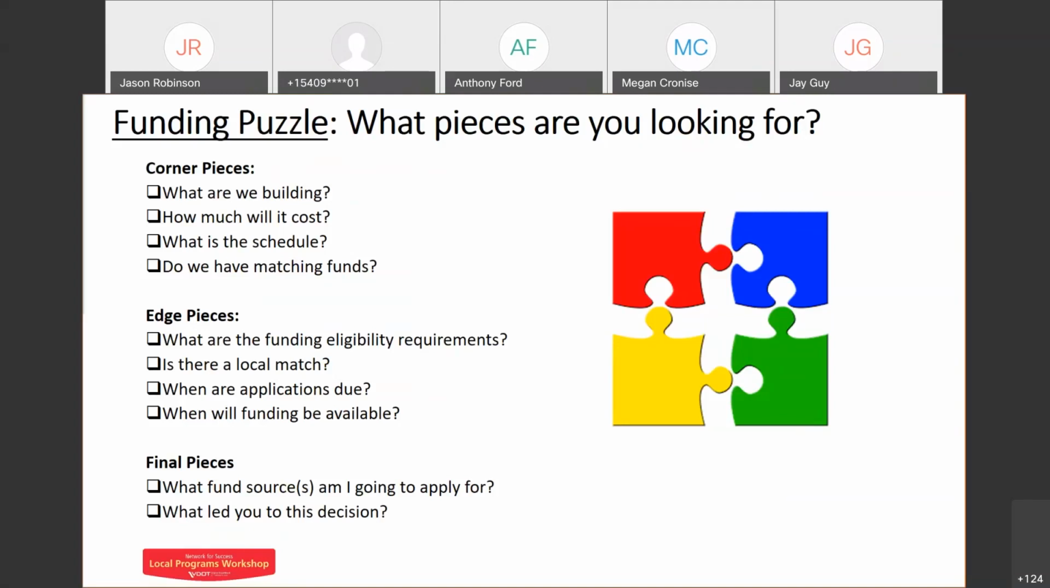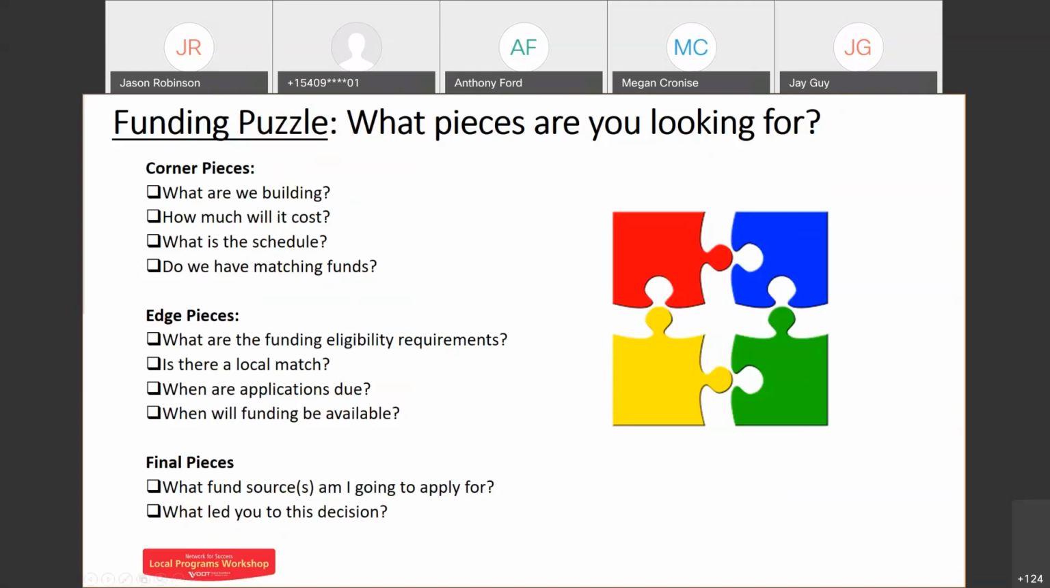And the final pieces are, what are you going to apply for, given all the other considerations, and how did you get to that decision? Not just what are we going to do, but then when someone asks you the question, well, why are you going for that and not this? Do you have those answers? And what we hope to get into today is how you can answer some of those questions.